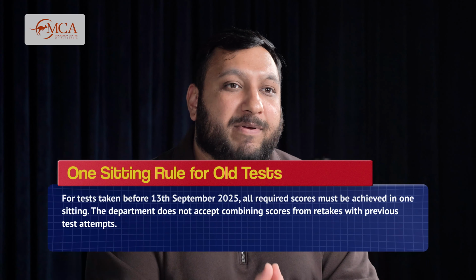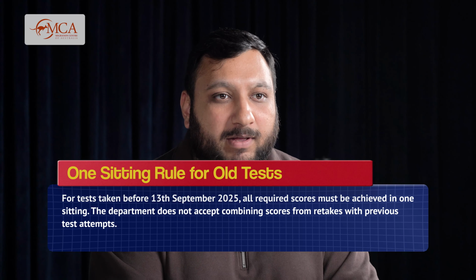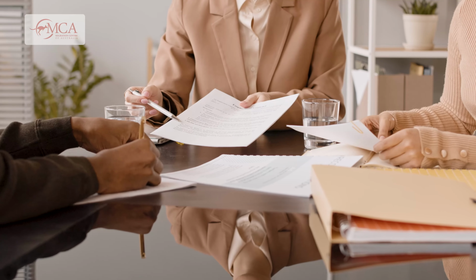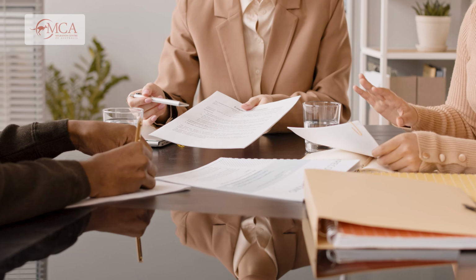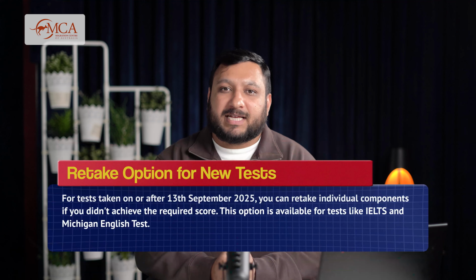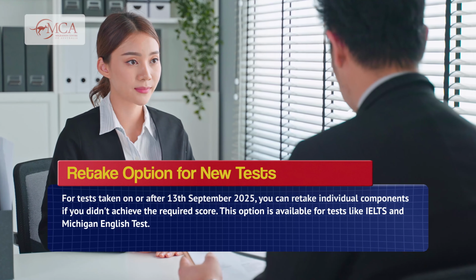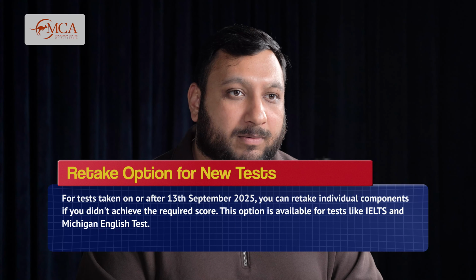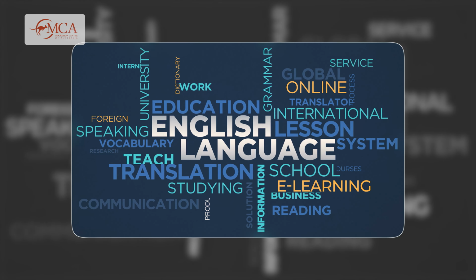And more important things to note is that if you sat a test before 13 September 2025, the required results all need to be in one sitting of the test. The department is not accepting retakes as acceptable to substitute a score from your next retake test in the previous one. Now, if you did a test after 13 September 2025, you're allowed to sit for a retake and complete even just one component if you didn't get the right score in that component, for example. Examples of these tests include the IELTS and the Michigan English Test.